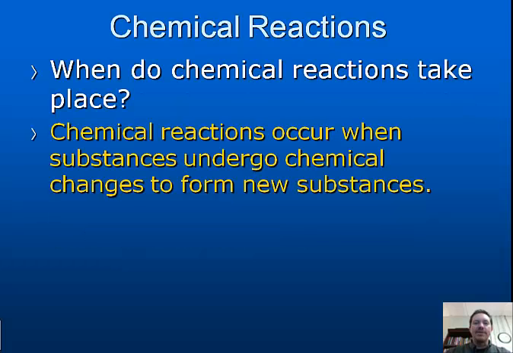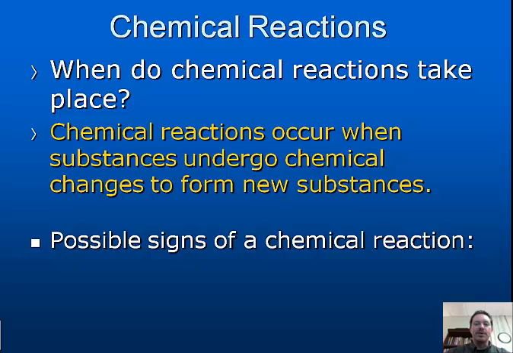So to begin looking at the first question, chemical reactions occur when a substance undergoes chemical changes to form new substances. We've got several signs of a chemical change or a chemical reaction. And these will look similar to the chemical change examples that we had in Unit 1. Formation of a gas. So we get some bubbles that form, such as when you add vinegar and baking soda together, it bubbles, causes a gas.